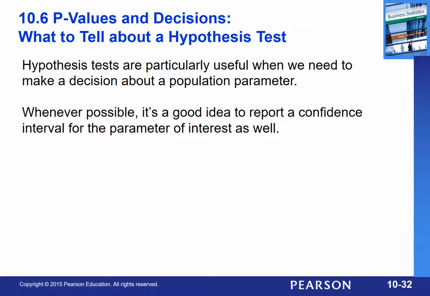Hypothesis tests are particularly useful when you're trying to make a decision about a parameter. So whenever possible, we're also going to try to do a confidence interval, because confidence intervals give us good estimates of what the parameter actually is. So be aware that although you have the hypothesis and it's going to point you one way or another, it never declares the truth. It never tells you what the value actually is. If you want to know what the value is and actually estimate it, you should be using the confidence interval.